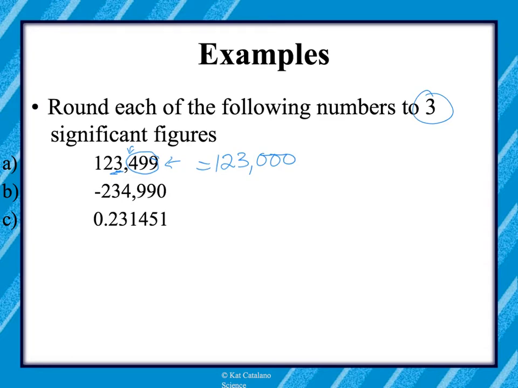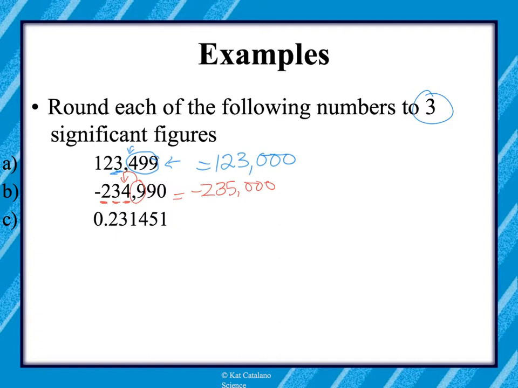Okay, so this next one, I want 3 significant figures again. No decimal. So I'm going to look at 1, 2, those are the 3 sig figs I'm looking for. This 9 is going to round that 4 up to a 5. So this is going to round to negative 235,000. And double checking that is indeed 3 sig figs.